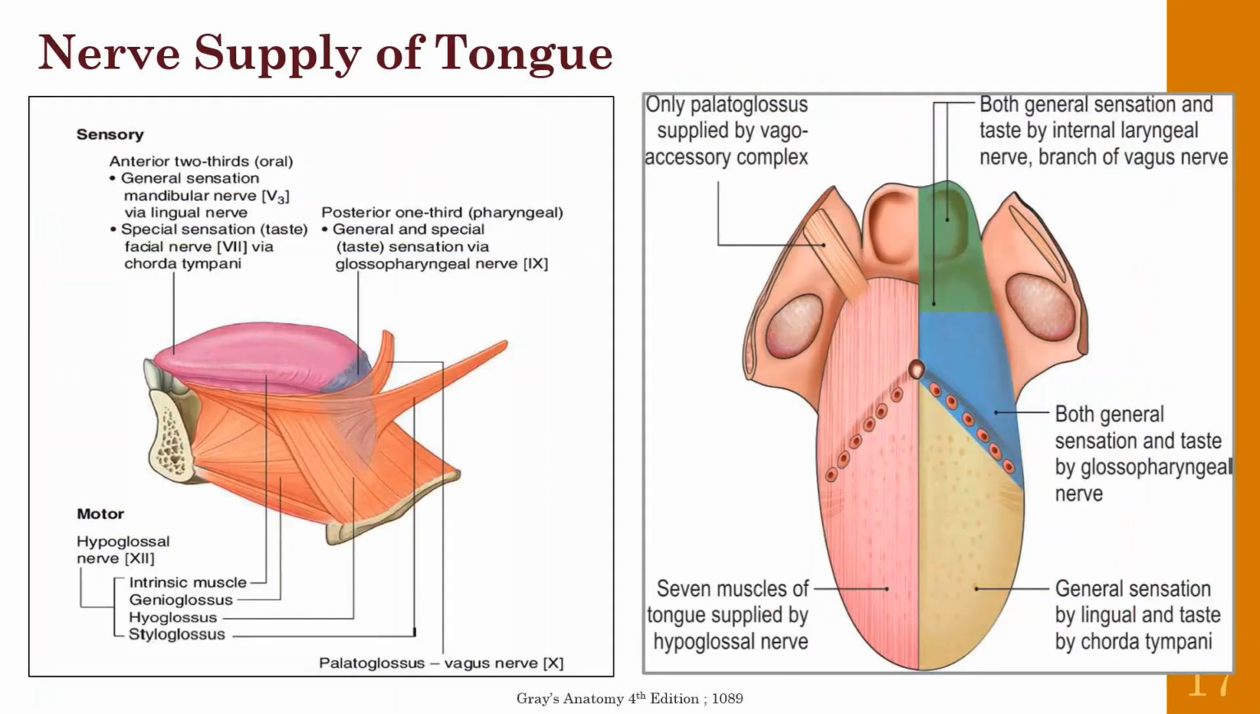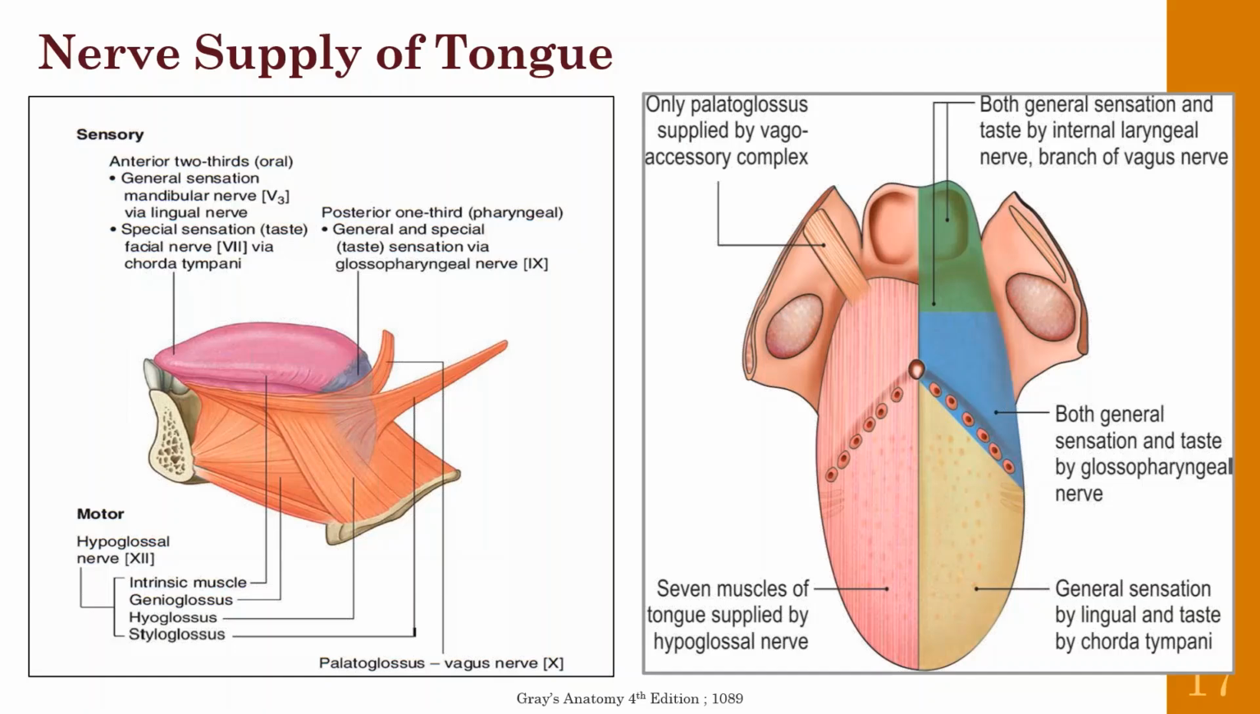Nerve supply is divided into sensory nerve supply and motor nerve supply. The sensory nerve supply is further divided into general sensation and special sensation, that is taste. Motor nerve supply of all intrinsic and extrinsic muscles except palatoglossus is by the hypoglossal nerve. The palatoglossus is supplied by the vagus nerve.